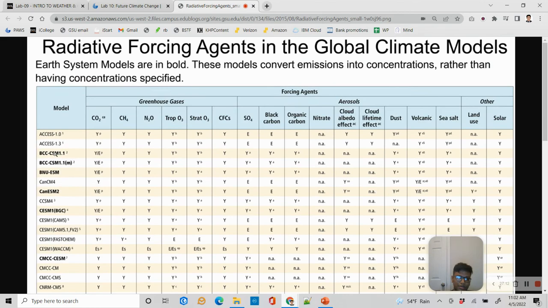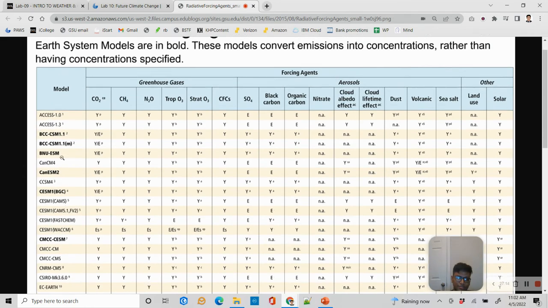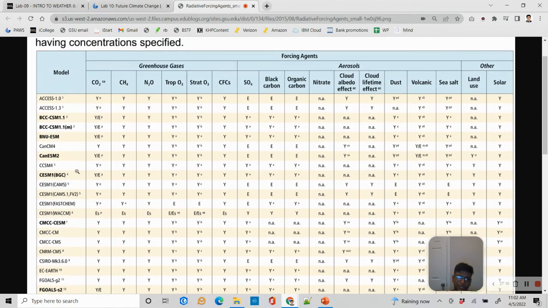These are the models XS 1.0, XS 1.3. So these are all the models that used these things. If you just go through XS 1.0, it actually considered carbon dioxide, methane, nitrogen oxide, troposphere, all of them. They already had data on that, and they calculated data for sulfur dioxide. E is calculated, as I already told you. They didn't include nitrate in their model. They didn't include land use in their model. So this is how you should interpret this model.